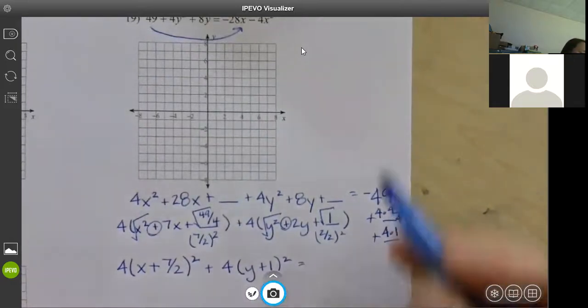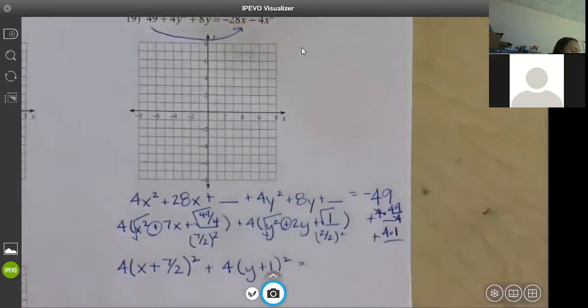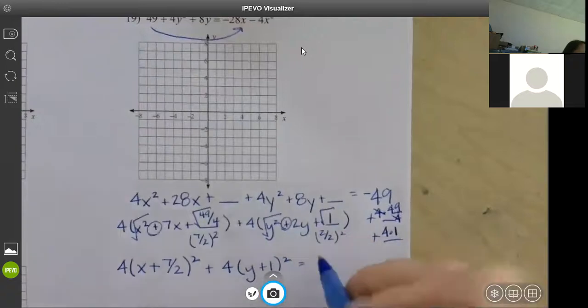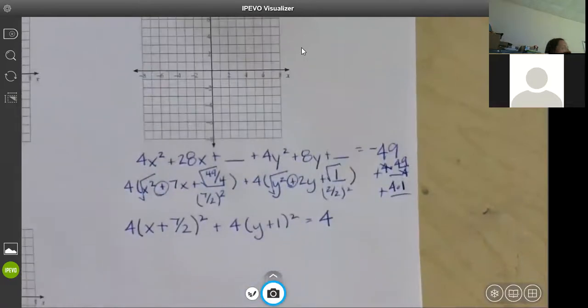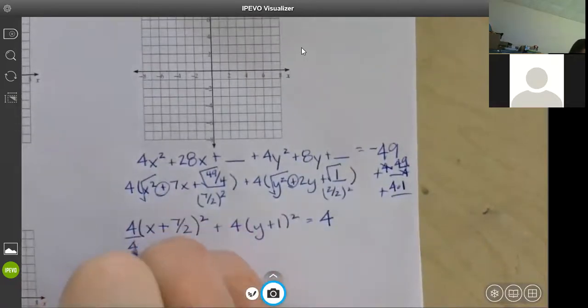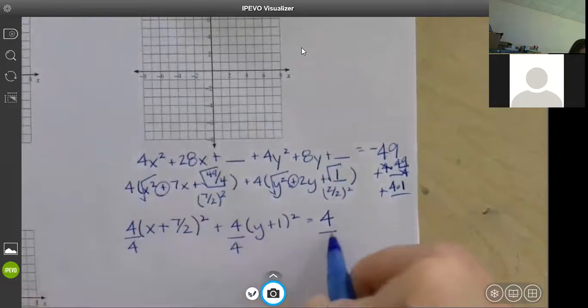4 times 49 over 4, we'll cancel that 4 out and just give you 49. Negative 49 plus 49 is 0. 4 times 1 is 4. What do you notice about all of these? Yeah, so I can factor that 4 out or just divide it by 4.